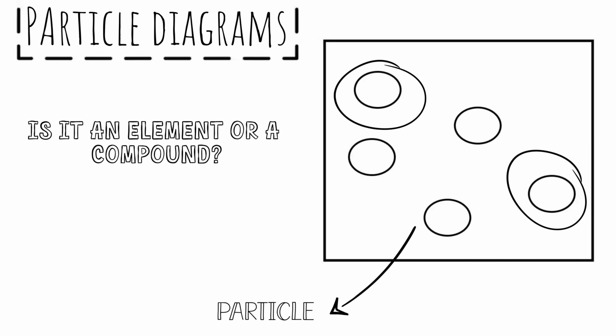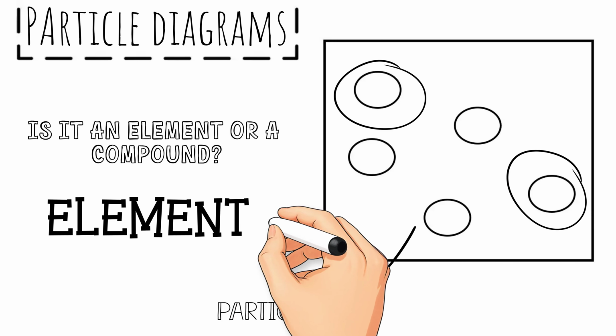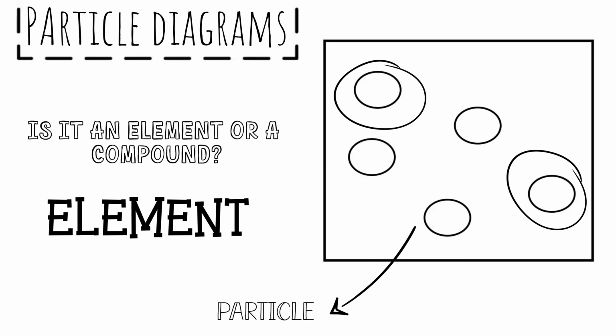If the diagram only shows one type of atom, like this example, it's called an element. You can recognize an element in a formula like this one here because it only contains one capital letter.